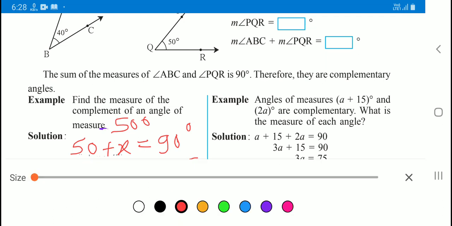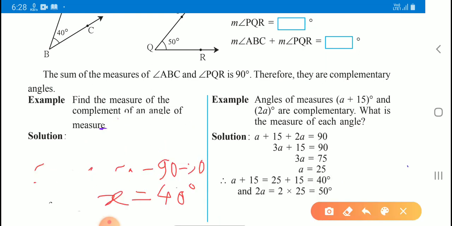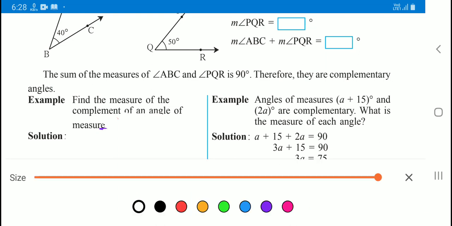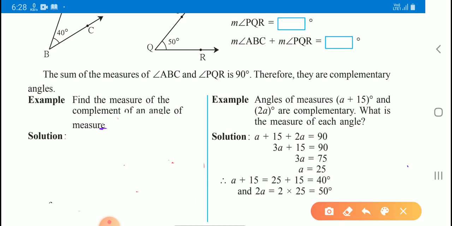We'll see one more example. In place of 50 degree we will take another measure of an angle. Okay, now we will take the measure of the angle as 75 degree. Okay, now you have to write that the measure of the complement of an angle be X. The next step, that is 75 plus X is equal to 90.